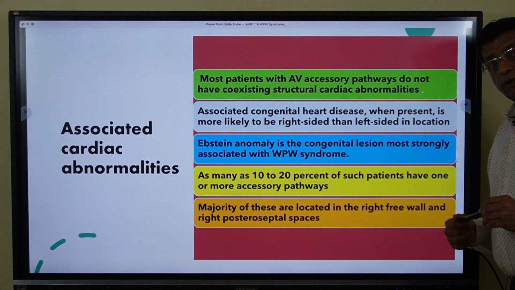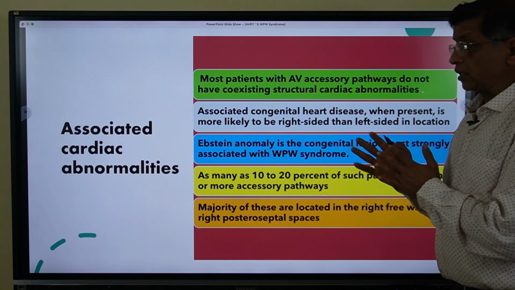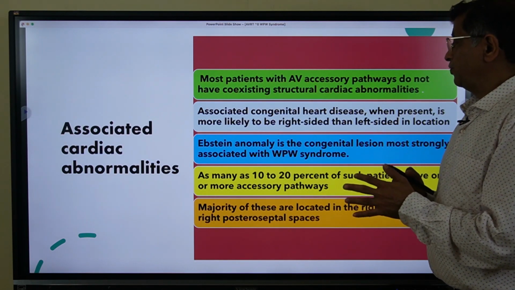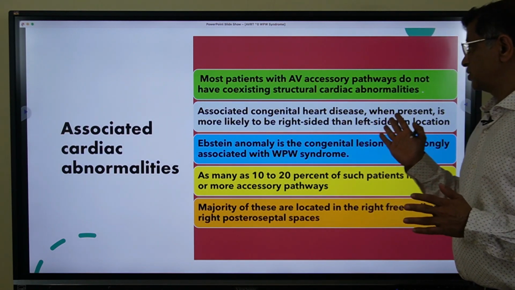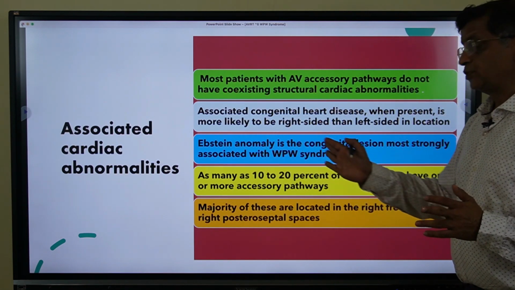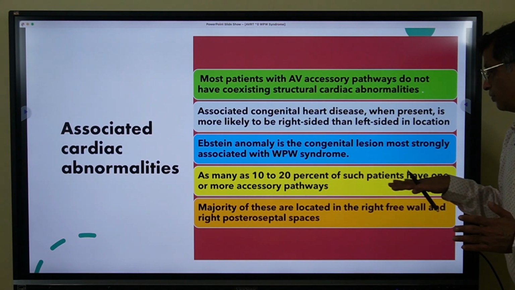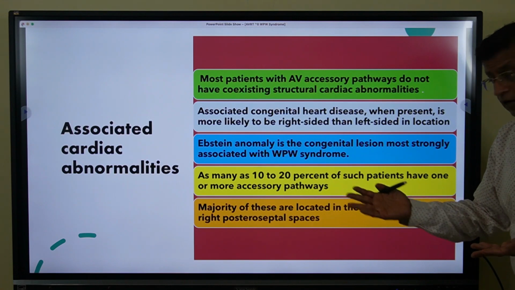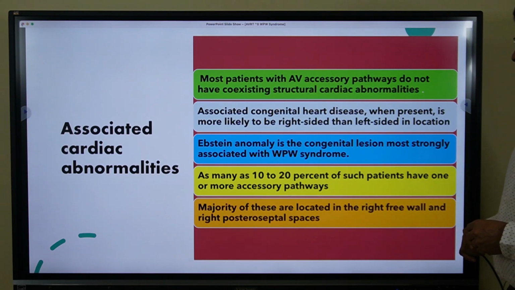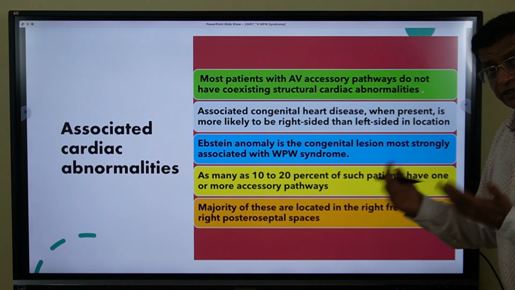Usually patients with WPW syndrome do not have associated cardiac abnormalities. If there are associated abnormalities, they are mostly right-sided. The most commonly associated is Ebstein's anomaly. In patients with Ebstein's anomaly, 10 to 20% have more than one accessory tract, and the majority of those are located in the right free wall or right posteroseptal spaces, the right sided tracts.